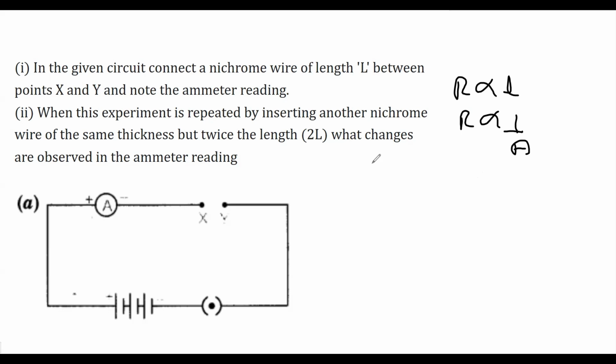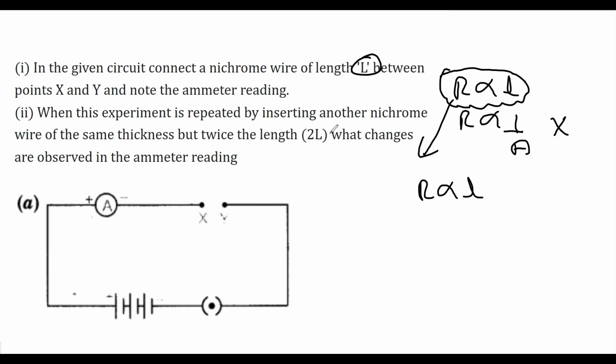So what you can see is that the wire has the same thickness, so we'll be ignoring this aspect of the relation. We'll be focusing on the part that the resistance is directly proportional to the length. You can see that the wire initially was of length L and is now of length 2L. That means we'll say that the new resistance will be double the original resistance.